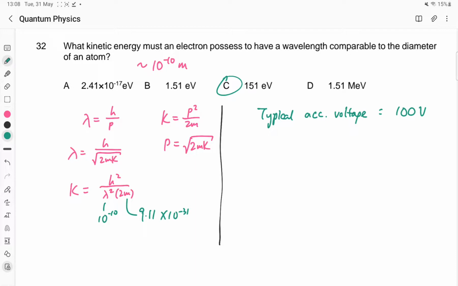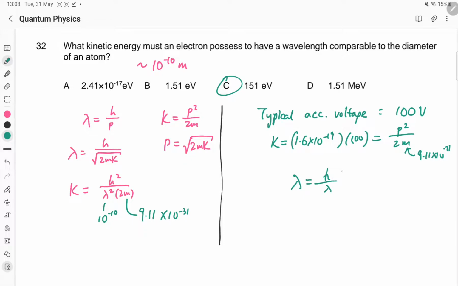So for this electron, Ke will be equal to 1.6 times 10 to the power minus 19 times 100, and that will equal p squared upon 2m. You can substitute the mass of electron, and then you find the de Broglie wavelength for this 100 eV electron. This number will turn out to be approximately 10 to the power minus 10 meter.